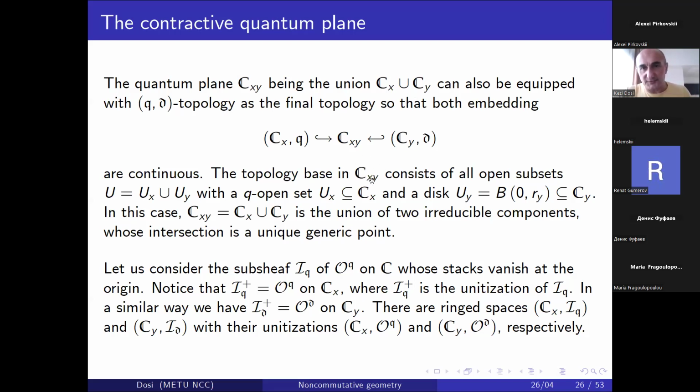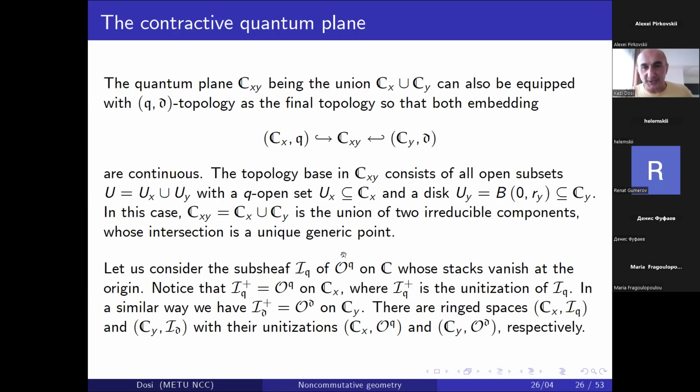So CXY consists of, look, these open sets. We say it's a q-open set. From the q-topology, this is just a disk. UY is just a disk of radius RY. So CXY is a union of two irreducible components whose intersection is a unique generic point. So the center is dense. We have two one-dimensional complex lines. They have an intersection here and are two irreducible components.